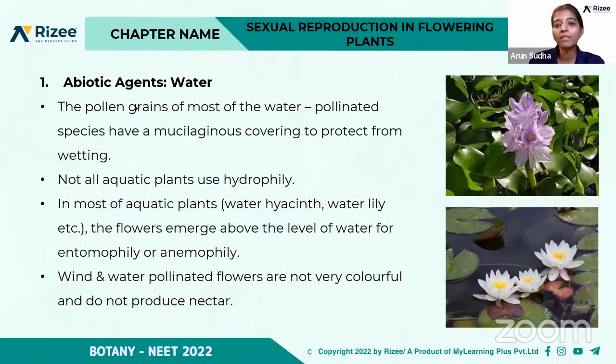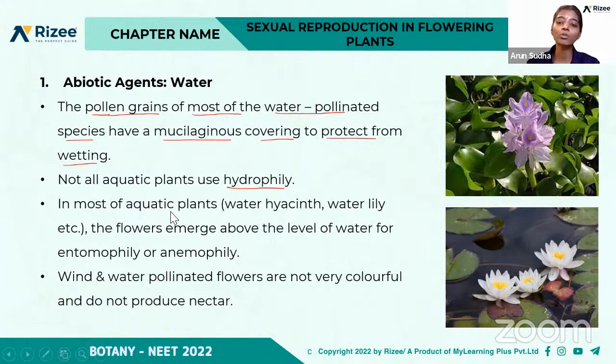So the special features of these pollen grains: the pollen grains of most of the water pollinated species have a mucilaginous covering to protect from wetting, because they are always present in water, right? So they have the mucilaginous covering or coating to protect from wetting. And not all aquatic plants use hydrophily. So what does this mean? Even though they are present in water, they are aquatic plants.